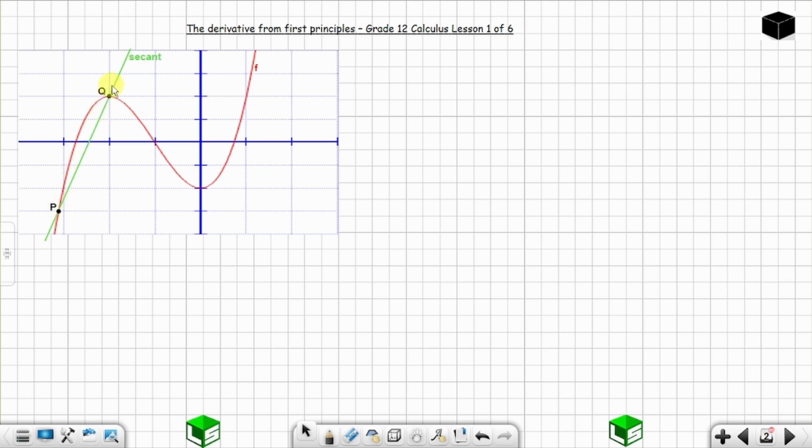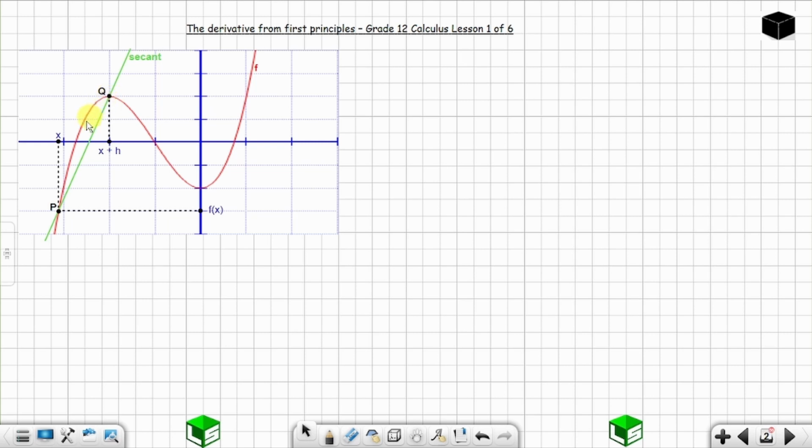Okay, so these points, they have their coordinates. Point P has got the x coordinate, right? For now, let's call it x, and the y coordinate will be f of x. This is the y coordinate, and this is the x coordinate. And point Q has got the x coordinate and the y coordinate. From x, the next value, let's call it x plus h. So x plus h is the x coordinate of point Q.